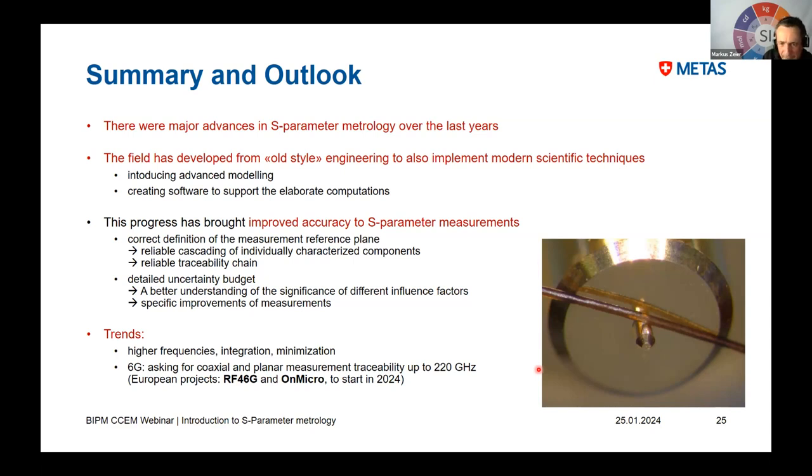In terms of trends, the trends are always a bit the same in our field: higher frequencies, more integration, more minimization, and 6G is knocking on the door. And it is actually asking for measurement traceability up to 220 gigahertz or even more. Within Europe, we have just two projects which will start in 2024, RF for 6G and On Micro. The first one will concentrate on connectorized measurements, and this is not only S parameter, it's also power for coaxial. And On Micro is a non-wafer project.